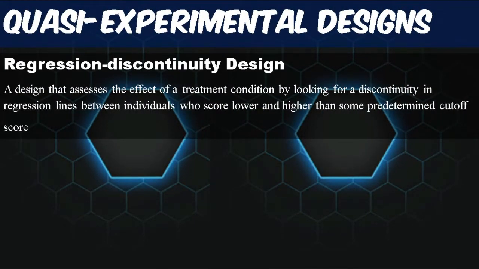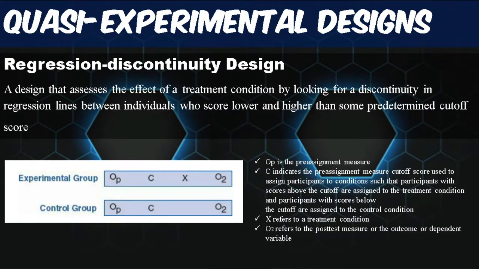Another quasi-experimental design is called the regression discontinuity design. This is a design that assesses the effect of a treatment condition by looking for a discontinuity in regression lines between individuals who score lower and higher than some predetermined cutoff score. So just to illustrate, what you're going to do is to rank your subjects. In the initial stage of the experiment, you're going to rank your subjects. It could be based on a proficiency test, so that you would know who are performing better and who are performing less.